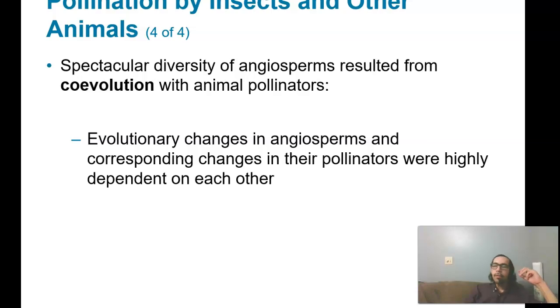Okay, so the diversity of angiosperms resulted from coevolution with animal pollinators. These evolutionary changes in angiosperms and the corresponding changes in their pollinators were highly dependent on each other. Meaning that they would not be able to survive without the other. Because, like I mentioned, if there were no pollinators, then the flowers would not be able to reproduce. And if there were no plants or flowers, then the insects would have no food sources.